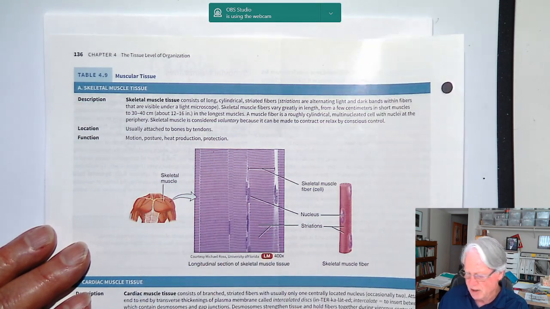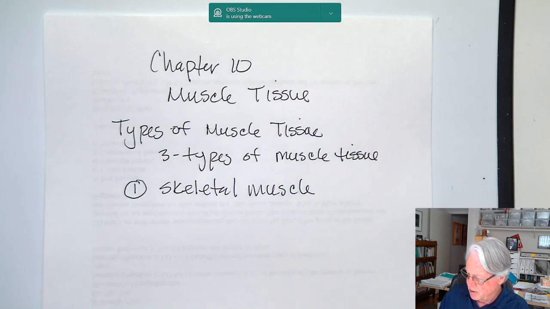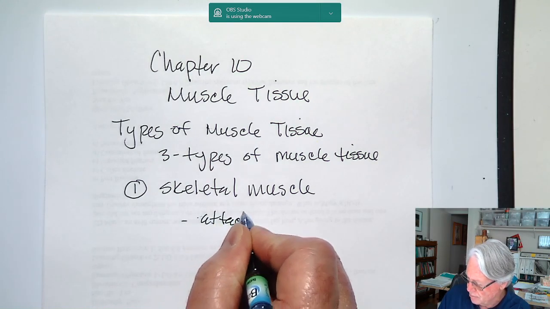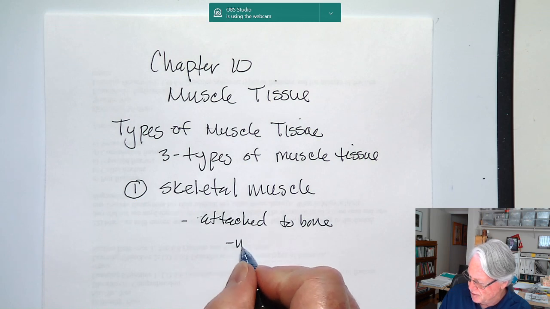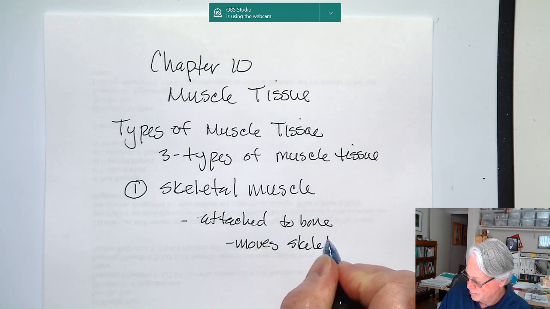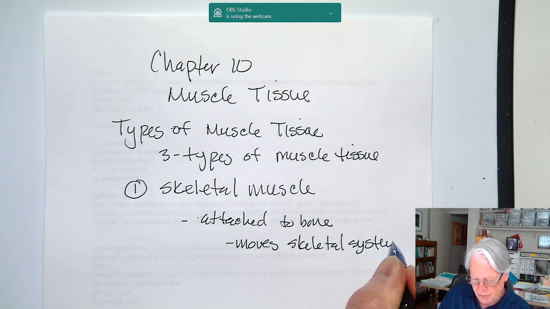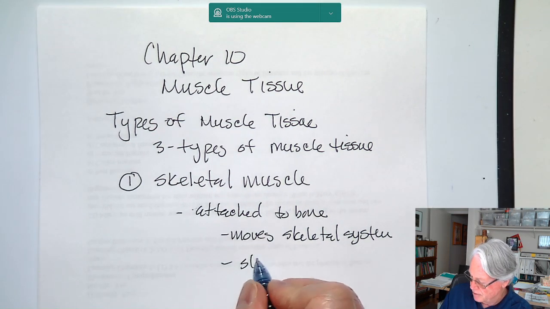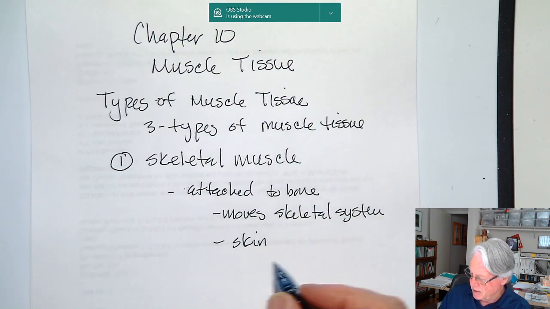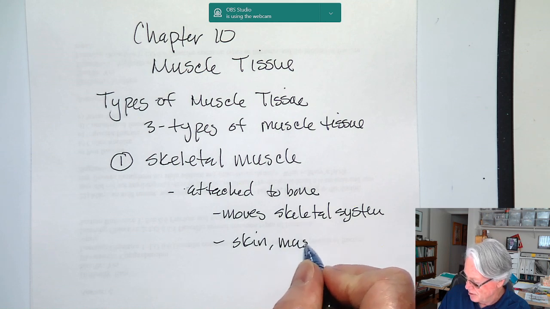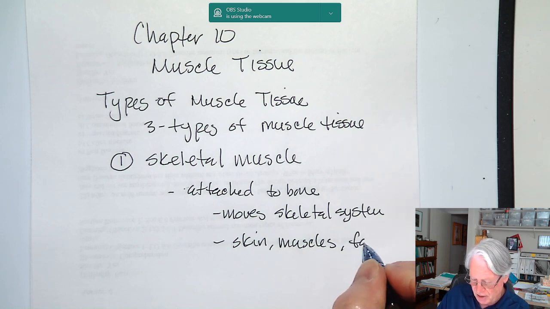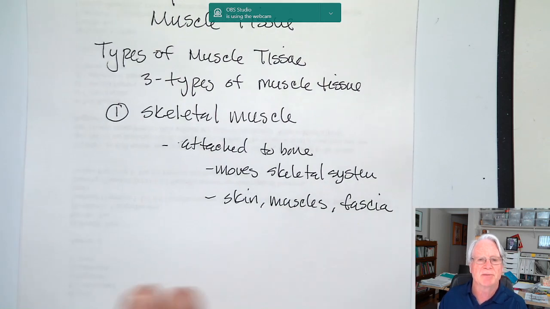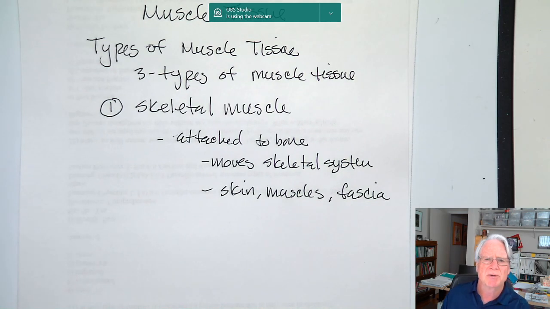So let's get that into our notes. It is typically attached to bones. It moves the skeletal system. But it also moves skin, and it can also move other muscles. And it can also have an influence on the movement of what we call fascia, which is a type of connective tissue surrounding different parts of our body. So skeletal muscle is attached to bone, moves the skeletal system, as well as skin and muscle and fascia.